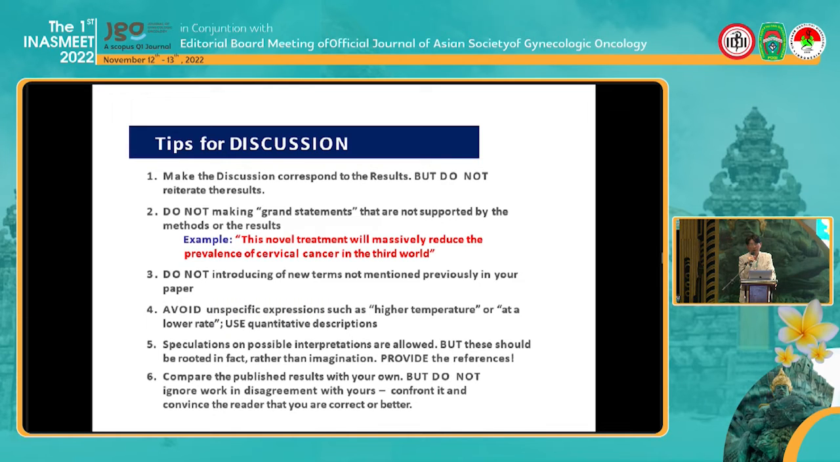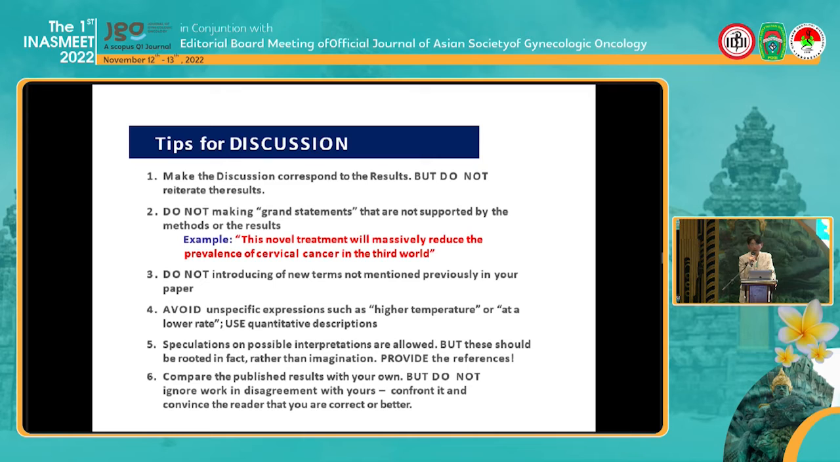But this expression should be used only if the data support it. If not, you should not use this expression. And third, do not introduce new terms that were not mentioned previously in your paper. You should introduce a term only after it is already presented in the method section or result section, not newly presented in the discussion section.